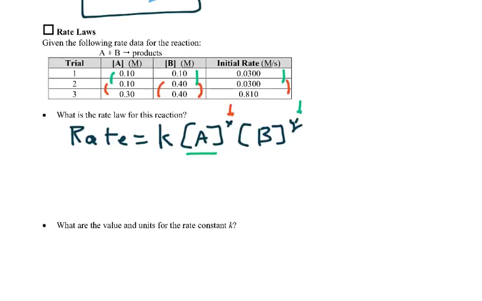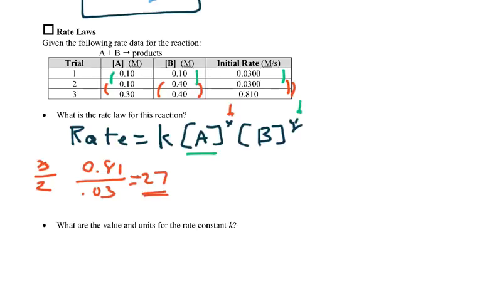So we'll go back, just use red. So we're saying, what's the change in the rate? I have equation 3 and trial 3 and trial 2. Well, trial 3 is larger than 2, so I want to look at trial 3 over trial 2. So what happens? I have 0.810 divided by 0.03, and that equals 27. So if I look at 3 compared to 2, the rate has increased by 27.